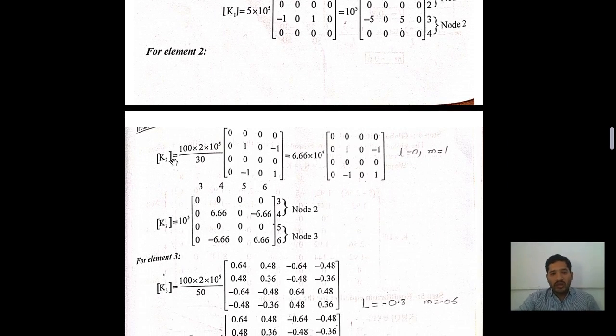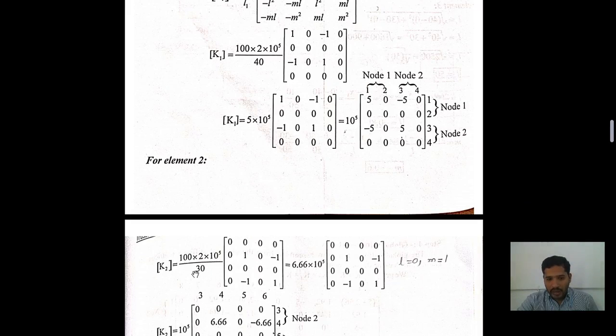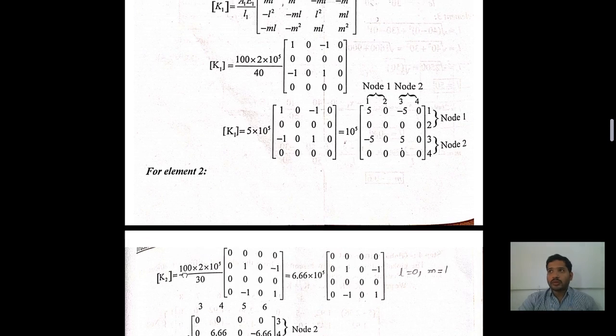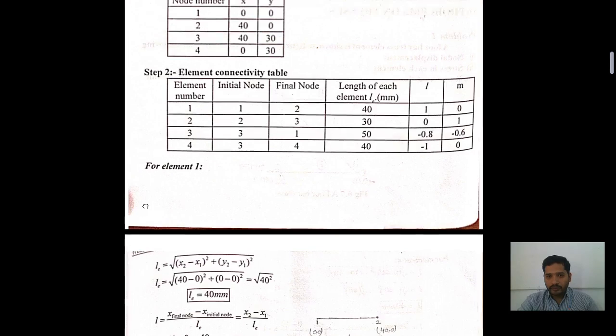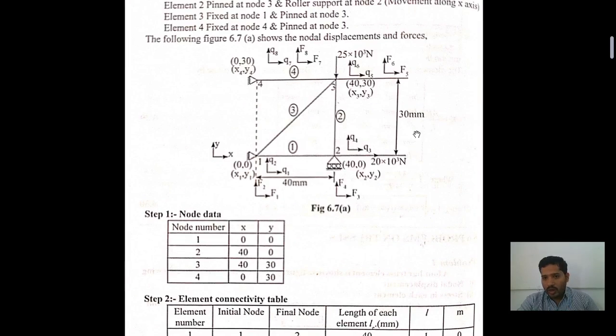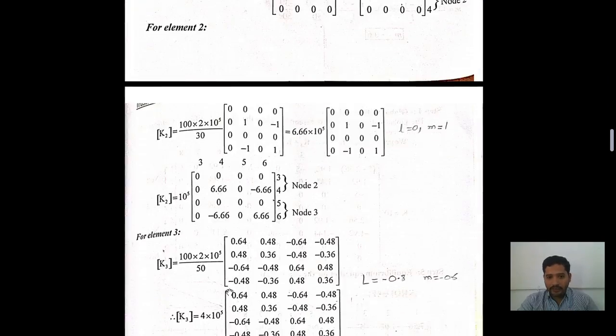For element number 2, we have the formula here, A2 E2 by L2. A2 E2 by L2. So A2 is common. A2 is 100, into the modulus of elasticity or Young's modulus value, 2 into 10 power of 5. L2 value, how much did we get here? The L2 we got as 30 mm. Is it right? The length from here. Clear? From second to third, how much did we get here? 30 mm. That is the length of the second element. Clear?